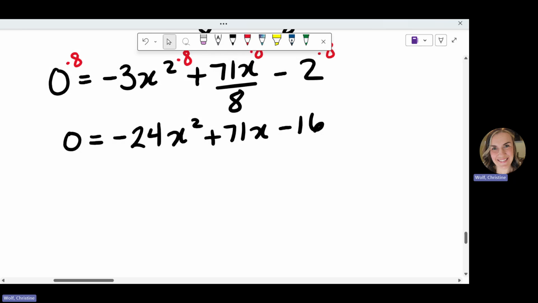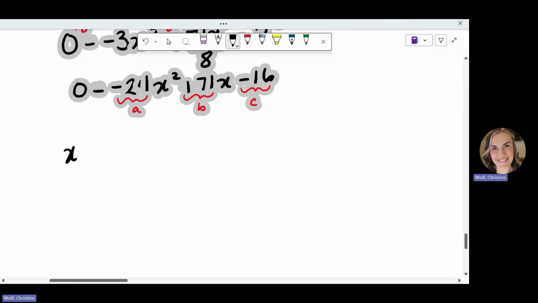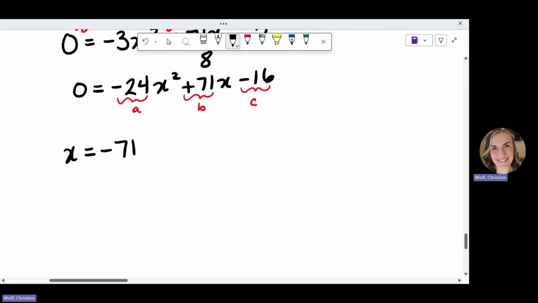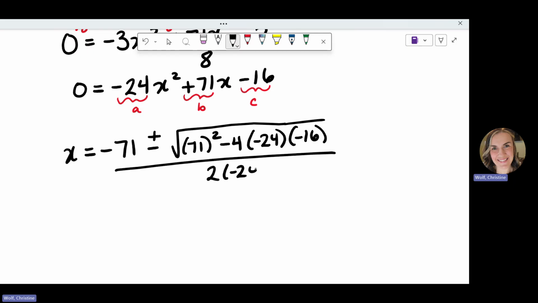Even if you tried to take the negative out and we did guess and check, we're not going to be able to. So when you can't factor it, the next step is the quadratic formula. So this is my A value. This is my B value, and this is my C value. I feel like we haven't done the quadratic formula in a while. So x equals negative b plus or minus square root b squared minus 4 times a times c. Make sure you get all your symbols in there, all over 2a.